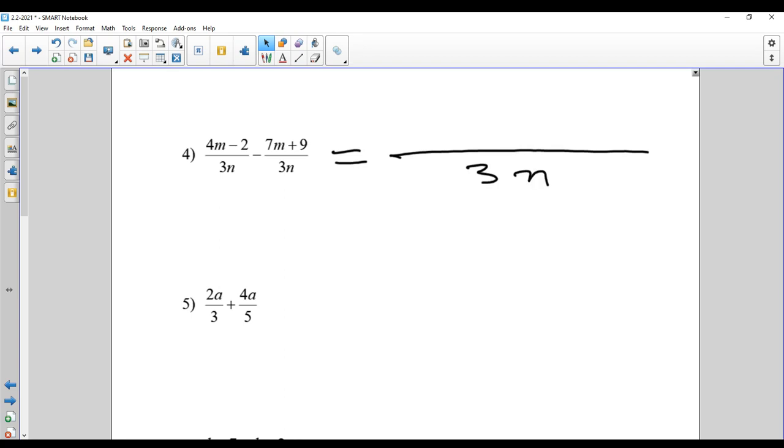And yes, I don't have to multiply the top by anything. So it's 4m minus 2. But you see that minus sign there? That minus sign is sometimes a little deceptive because I'm not just minusing the 7m, I'm minusing everything on top. Everything on top is being subtracted, which means that what I should have is this, minus 7m and minus 9.